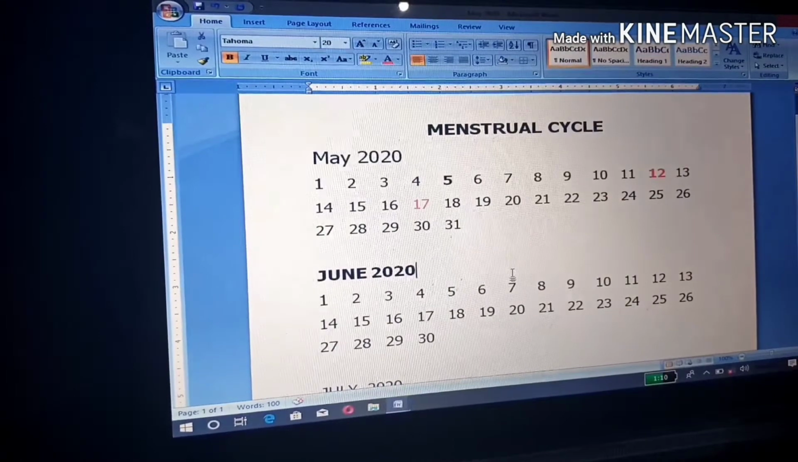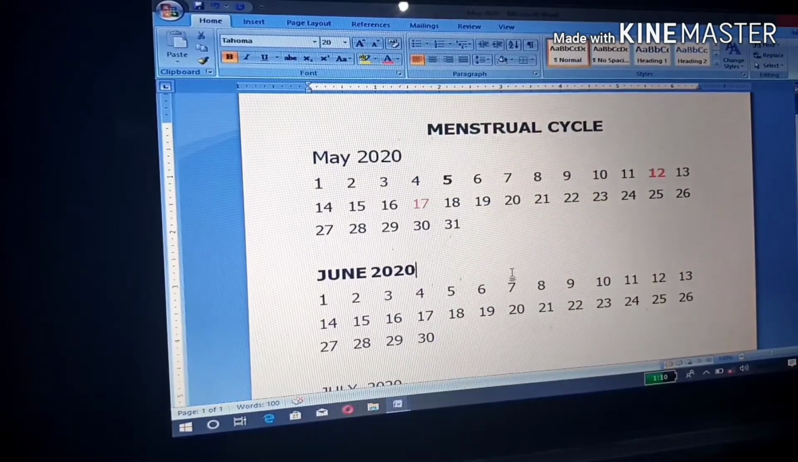Now, if you have a short cycle, which is a cycle below 21, the rule still applies to you. All you have to do is subtract 14 from 20. Remember why we are subtracting 14: we said that for any cycle you have, it takes 14 to 15 days for you to menstruate after ovulating.